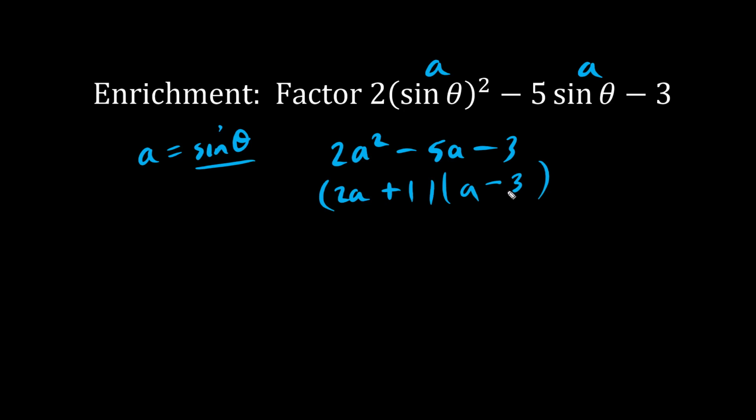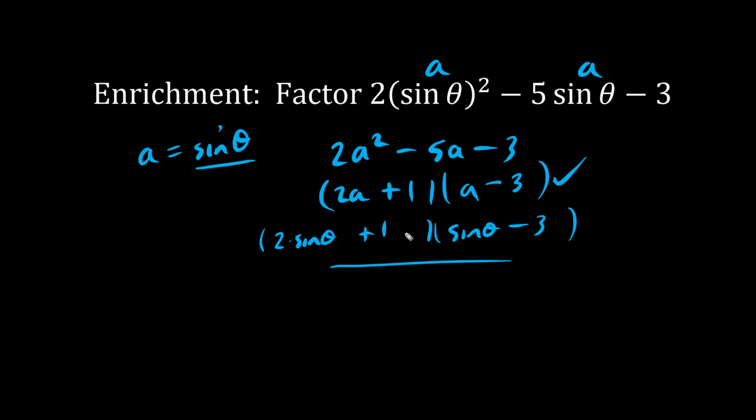And 2a times negative 3 is negative 6a, plus a is negative 5a. So this is the correct factored form. And we just substitute a with sine theta. So 2 times sine theta plus 1, bracket, we have sine theta minus 3. So this here is the factored form.